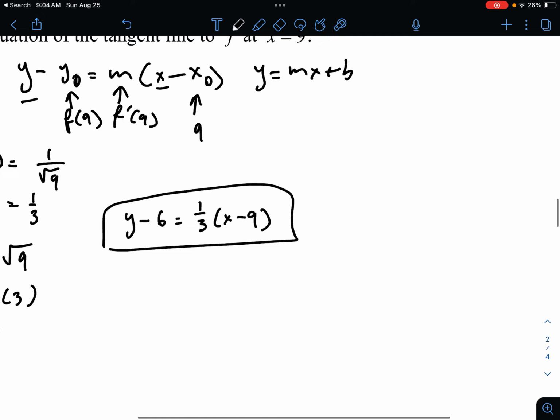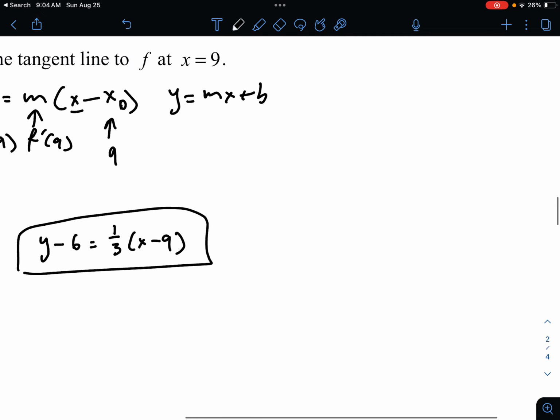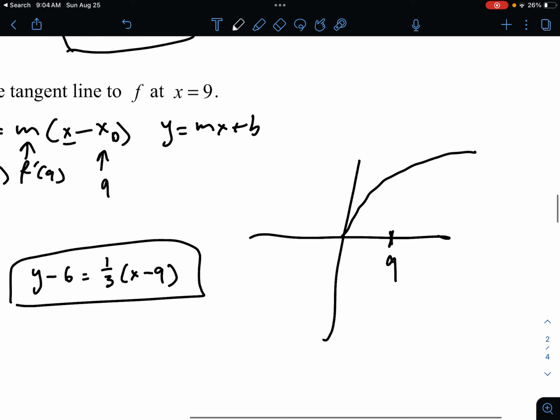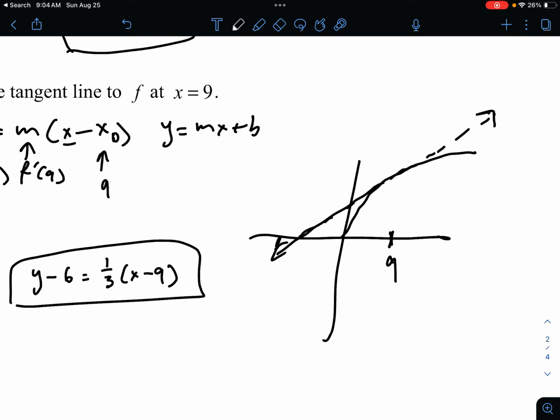So, I should probably explain what this result really means. If I were to have my graph, so it's 2 root x, right? At x equals 9, the equation of that tangent line just equals this. Like, this is the equation of that line.